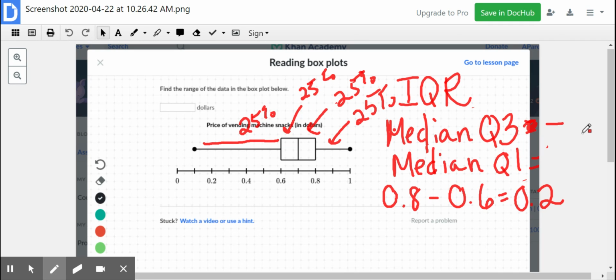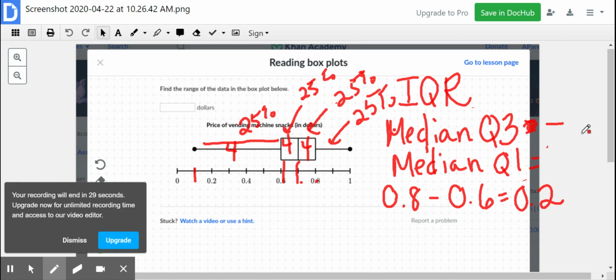So if I have a total of 16 data points, that means 4 of my data points would lie between 1/10 and 6/10. 4 of my data points would lie between 6/10 and 7/10. 4 of my data points would lie between 7/10 and 8/10, and 4 of my data points would lie between 8/10 and 1. So you can see how this box and whisker plot can show you the distribution of your data.